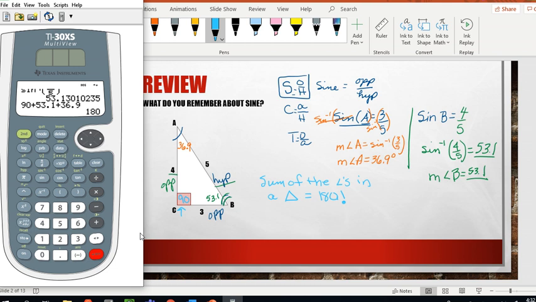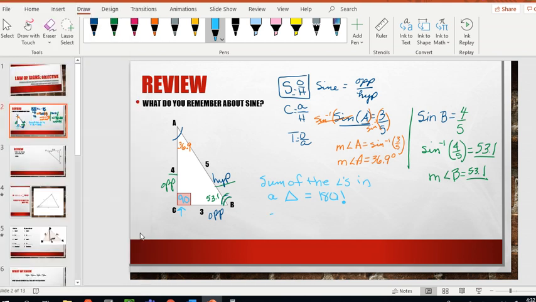I must have done something right. How about that? All right, so yay. So 36.9 plus 53.1 plus 90 equals 180. We had to be right. So does that mean that once I found the measure of angle A, I could have just added it to 90 and subtracted from 180?